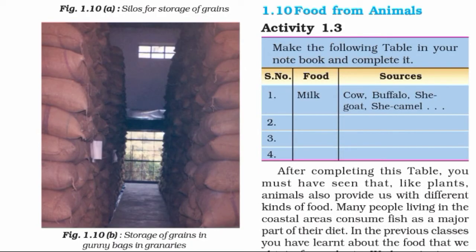1.10 Food from animals. Activity 1.3. Make the table as described now. There are 3 columns. First column is for serial number, second for food, and third for sources. Now, complete the table in your notebook. 1 is done for you. Example, serial number 1, food is milk, and sources are cow, buffalo, she-goat, she-camel.